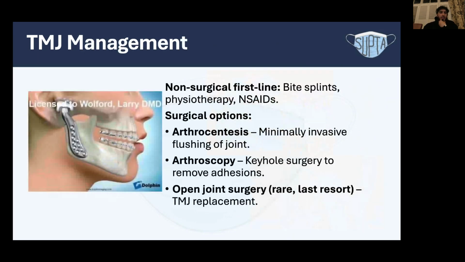Yeah, that's it really. How can we manage this? Bite splint. So like we said, malocclusion is a risk factor for getting TMJ dysfunction. So I think your dentist puts them on as blocks, and they can push your jaw into the correct place when you bite down. Physiotherapy and also non-steroidals. Surgical options are arthrocentesis, which is basically just flushing out the joint, and arthroscopy to remove any adhesions from within the joint. And in really rare cases, we can do a full joint replacement of the TMJ.